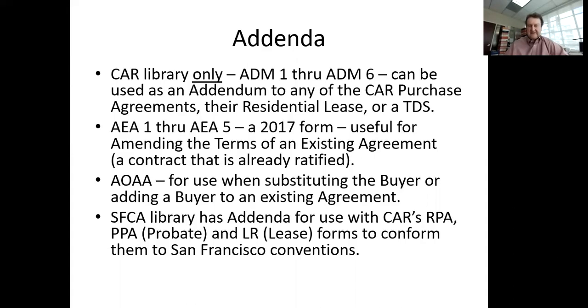And then in 2017, CER introduced the AEA 1 through 5, which is useful for amending the terms of an existing agreement. And so that's different. From a practice point of view, it's better to do that than attach an addendum when you've got an existing ratified contract. Then CER also has the AOAA form, which you would use if you're substituting the buyer or you're adding the buyer to an existing agreement.